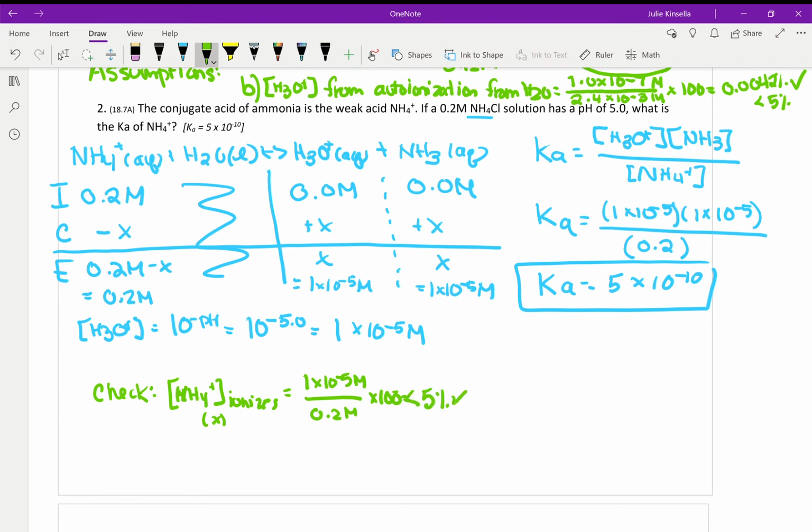So that checks. And then finally, we have the H3O concentration from the autoionization of water. Okay, remember the concentration from the autoionization of water is going to be 1 times 10 to the negative 7 over the actual concentration of hydronium from the weak acid that we found based on the pH, times 100, and that's also, when you plug it in, less than 5%. Okay, so those are just 2 examples of how to find Ka for a weak acid. You can go ahead and move on to the next video.